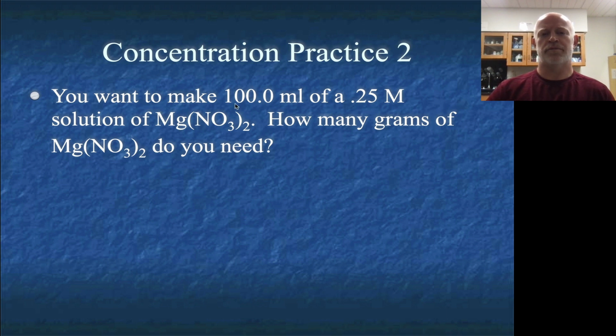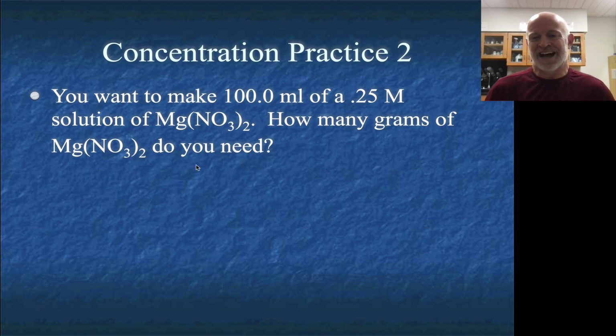It's probably more common that we have a practice problem like this one. We want to make 100 milliliters of a 0.25 molar solution of magnesium nitrate. If you go into lab and want to create a solution at a very specific concentration and a specific amount, this is the type of problem you're looking at. We want 100 milliliters at this concentration. So the question is, how many grams of magnesium nitrate should we use?